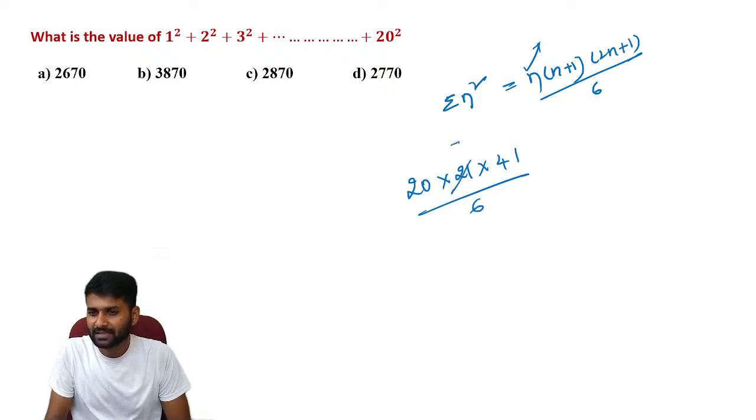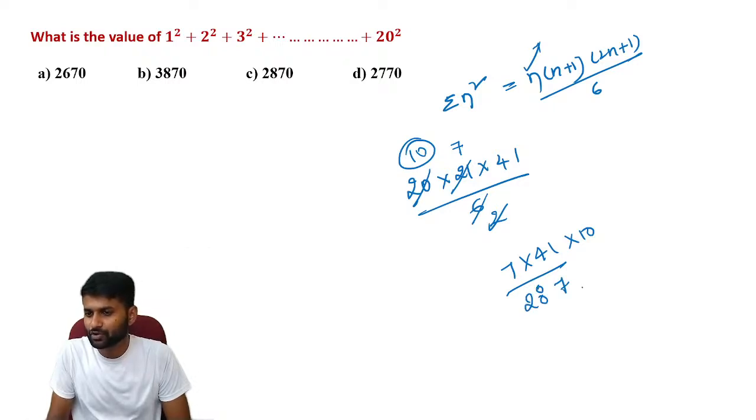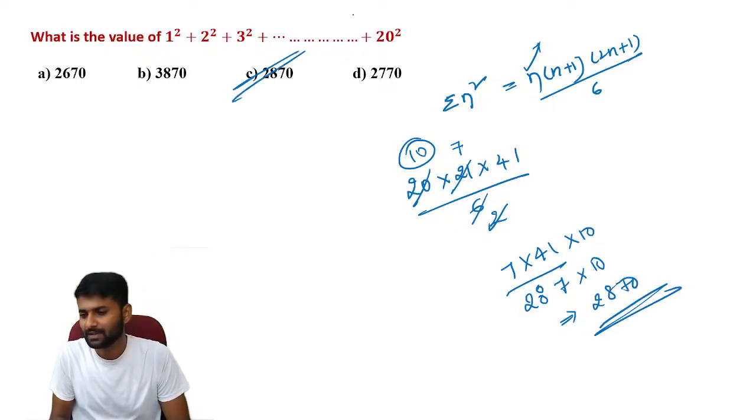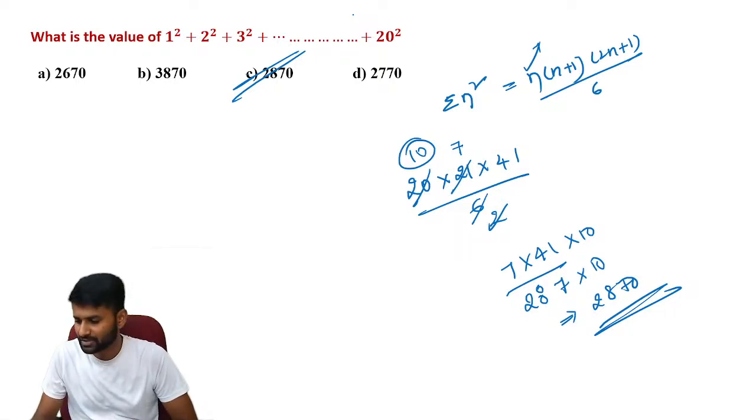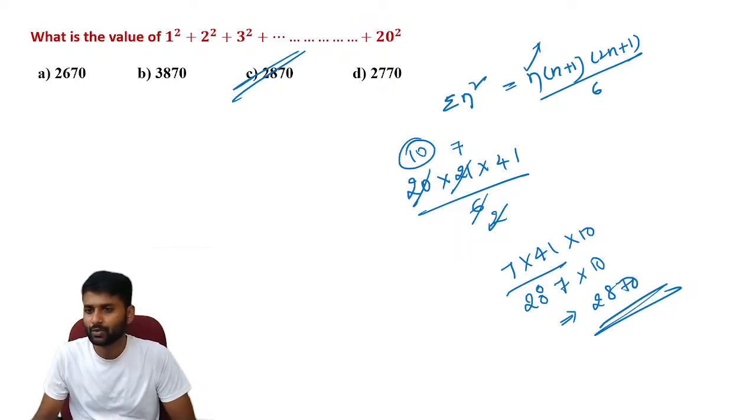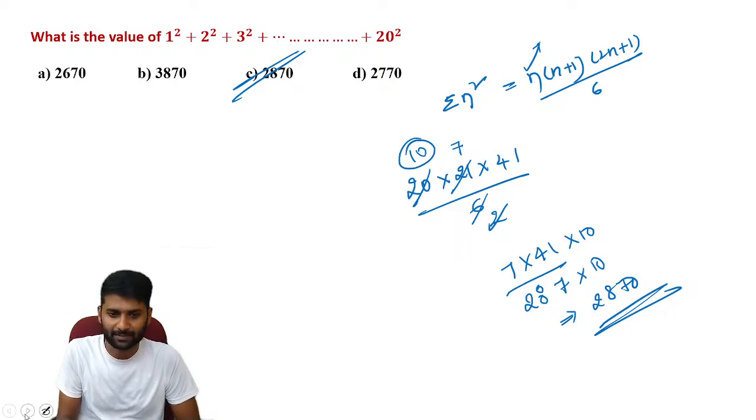Now see, 3 sevens are 21, 3 twos are 6, 2 fives are exactly 10. Now see, 7 into 41 into 10. So 7 ones are 7, 7 fours are 28, so 287. When 287 is multiplied by 10, it becomes 2870. So this is formula substitution, the sigma n square formula: n into n plus 1 into 2n plus 1 divided by 6.